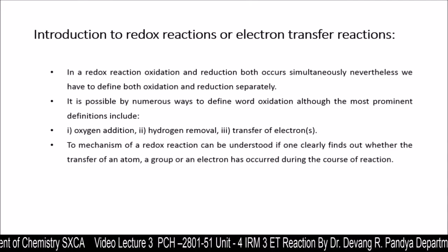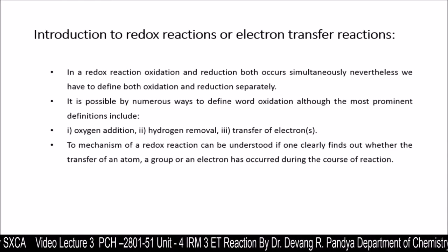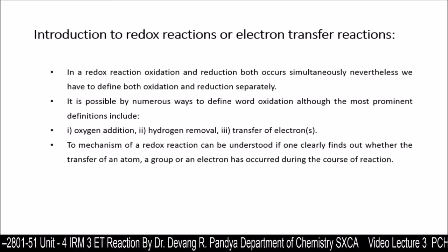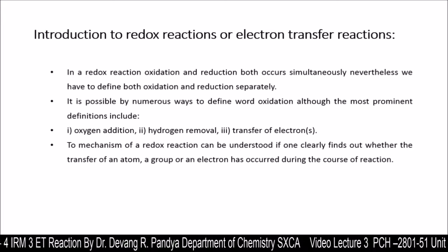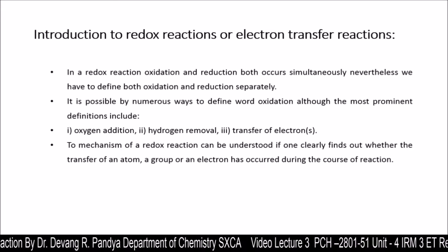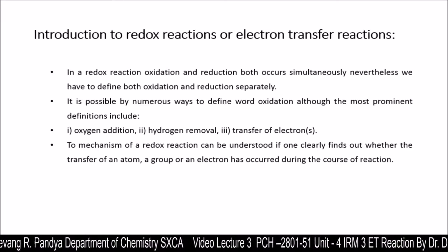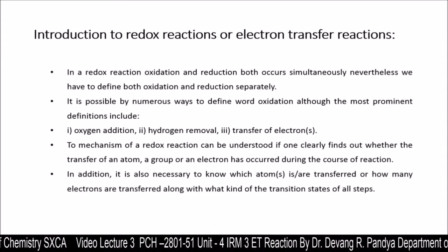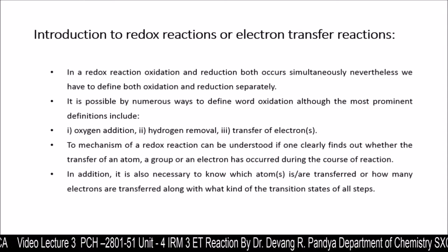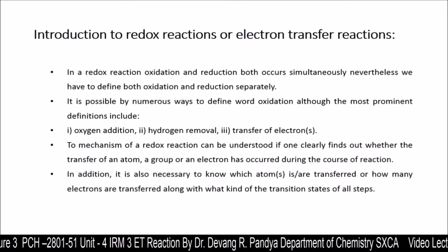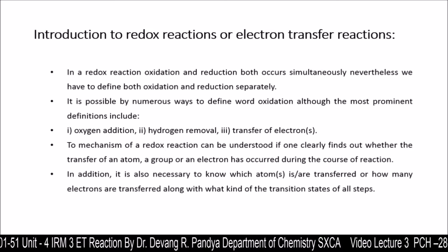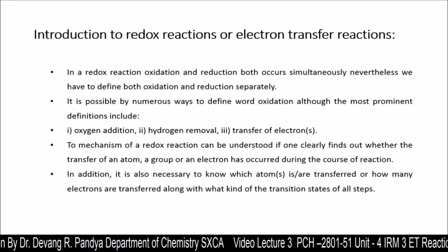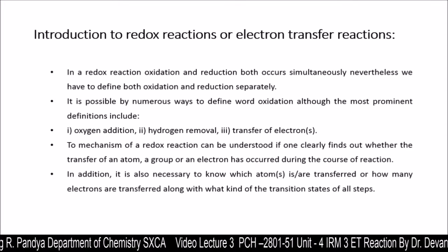So the mechanism of a redox reaction can be understood if one clearly finds out whether the transfer of an atom, a group, or an electron has occurred during the course of the reaction. In addition, it is necessary to know which atom or atoms are transferred, or how many electrons are transferred, along with the transition states of all the steps.